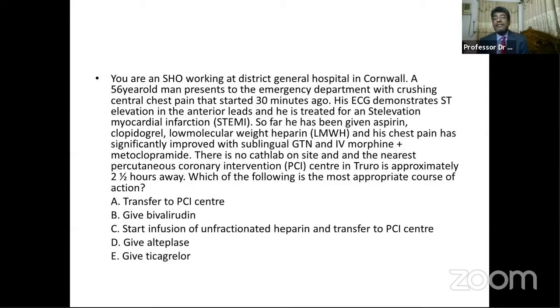There is no cath lab on site; the hospital doesn't have any cath lab facilities. And the nearest percutaneous coronary intervention center in Truro is approximately 2.5 hours away. Which of the following is the most appropriate course of action now? Transfer to the PCI center; or give bivalirudin, start an infusion of unfractionated heparin and transfer to the PCI center. Actually, the patient has already been given low molecular weight heparin and his pain has already subsided. Give alteplase, that is a thrombolytic, or give ticagrelor, that is an antiplatelet drug. The patient is already taking aspirin and clopidogrel, so antiplatelets are already given. So what should be the most appropriate answer here, as this patient has an ST elevated MI?